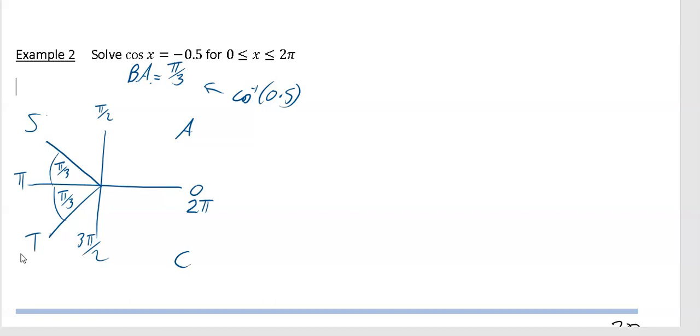Okay, the first angle you come to from 0 all the way around to here. So the first angle, x, is going to be pi minus pi over 3, which is going to be 2 pi over 3. And my next angle is going to be all the way around to here. So that's going to be pi plus pi over 3. So that's going to be 1 and 1/3 pi, or nicer to write it as 4 pi over 3. And that is it.